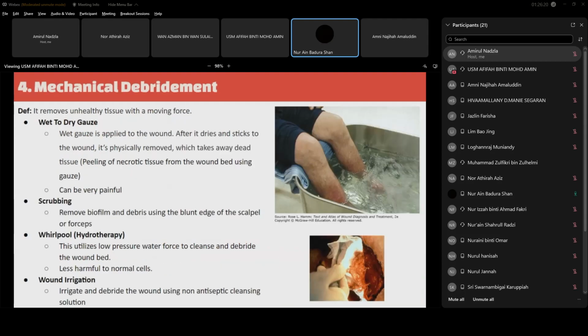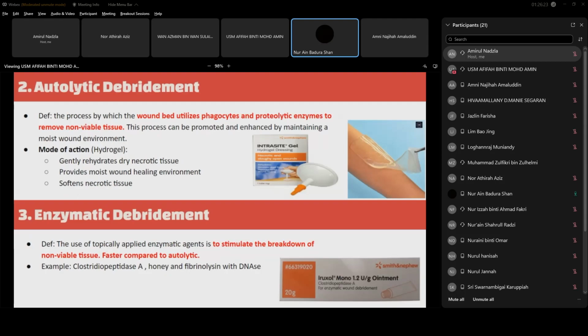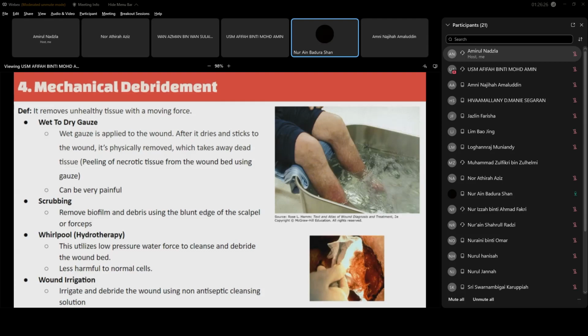Next is mechanical debridement, which by definition is to remove the unhealthy or non-viable tissue with a moving force or mechanical force. We have a few mechanisms, like wet to dry gauze, where we apply the wet gauze to the wound, and after it dries and sticks to the wound, we physically remove the gauze, which will take the dead tissue along with it. However, this peeling of the necrotic tissue can be very painful to the patient.